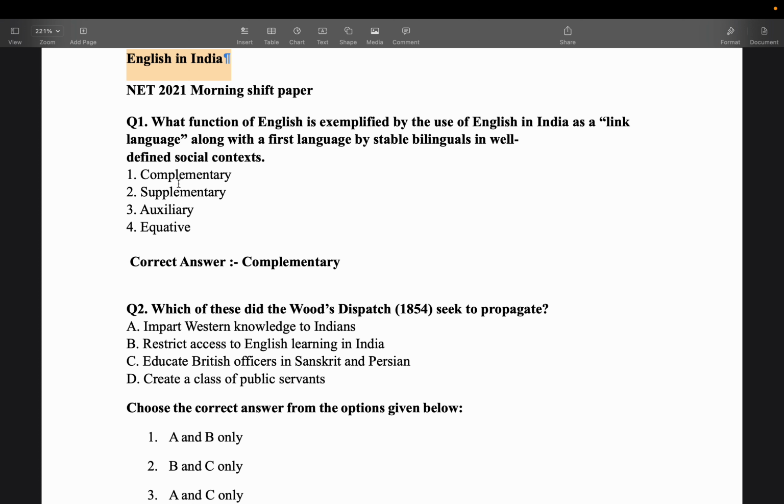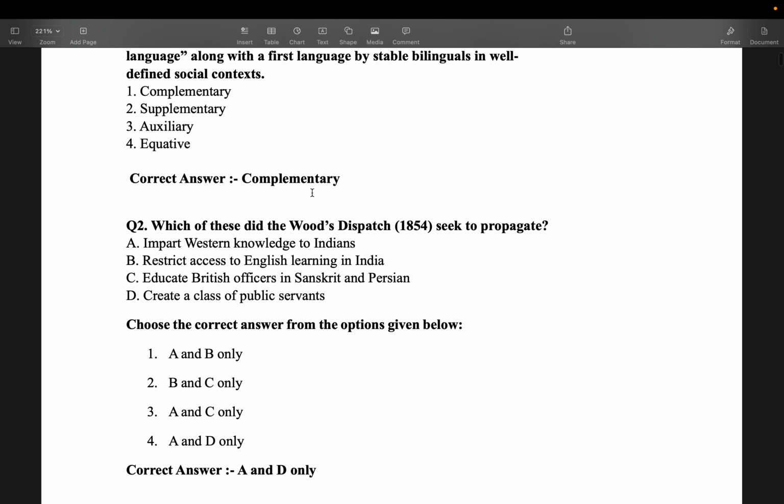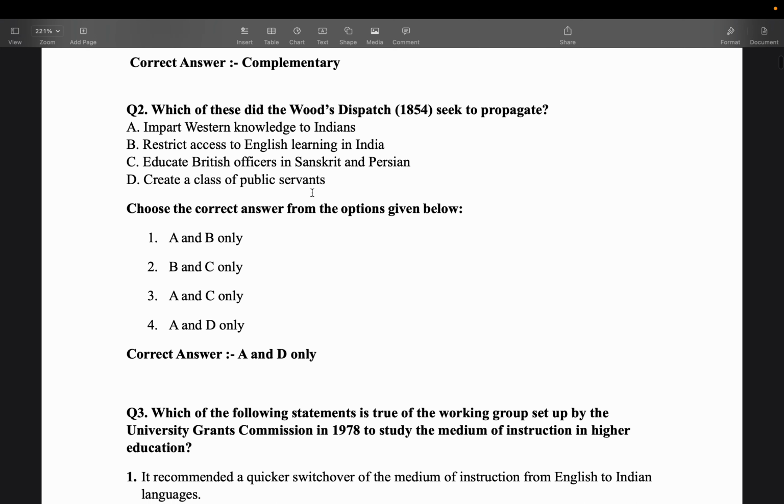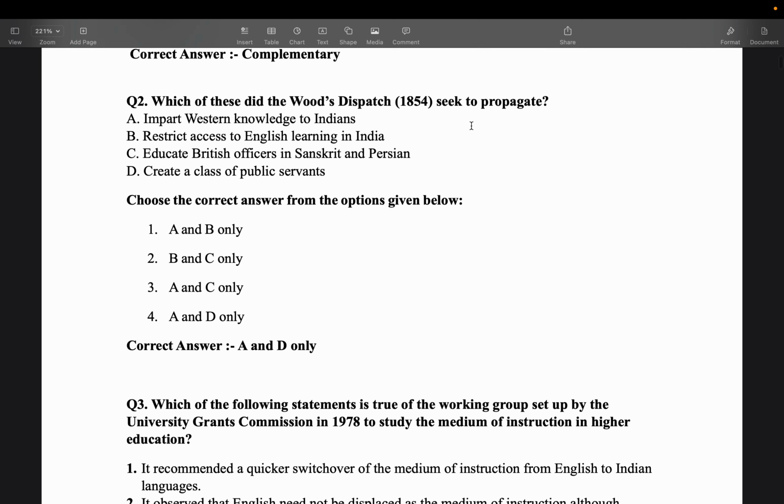Is it complementary, supplementary, auxiliary, equative? Actually, if you even know the meaning of these words, you will be able to answer. Complementary, one and two things are used together. That is complementary. It is actually an English language question. If you know the English language, you can answer it. Complementary, okay? Which of these did the Wood's Dispatch seek to propagate?